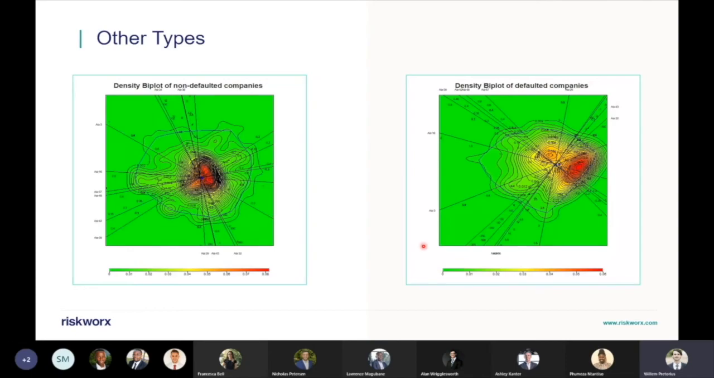So then lastly, we have our density biplots, which speak for themselves. So here you can see the concentration of how companies are situated based on their financial ratio performance, with the financial ratios as the variables on the axes. And these plots therefore provide a nice overview of how powerful these visualizations can become.